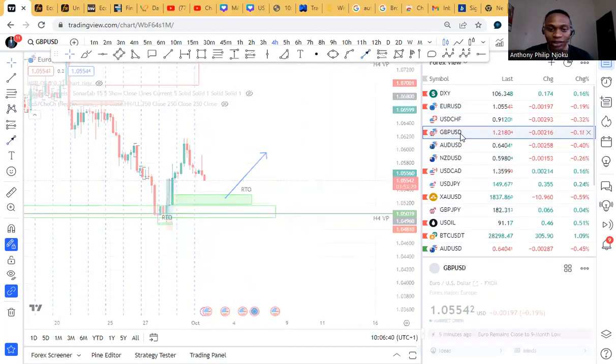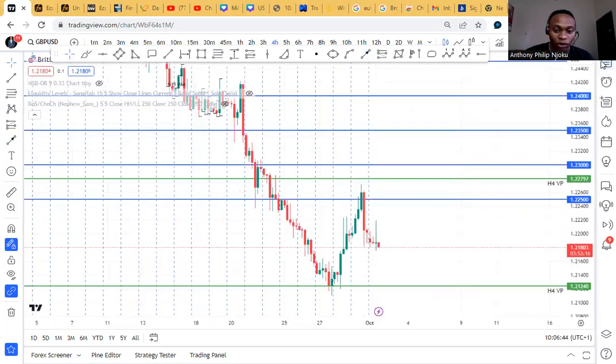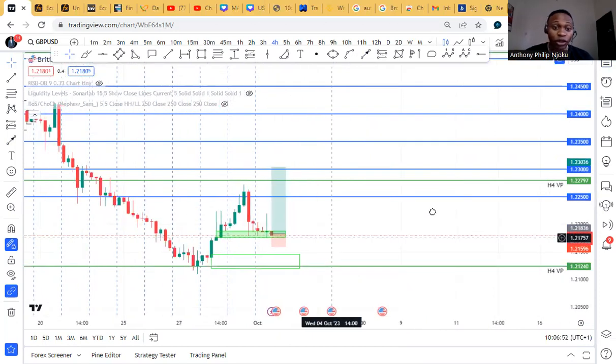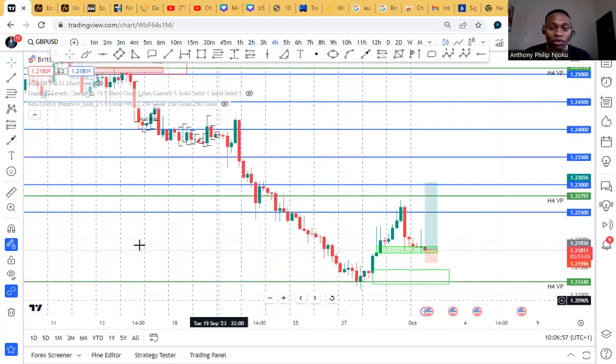Then the next on our list is GBP USD. For GBP USD, it is quite different. Why is it different? Because it's a dollar pair as well, a dollar denominated pair, and the dollar is the base currency of GBP against the USD.